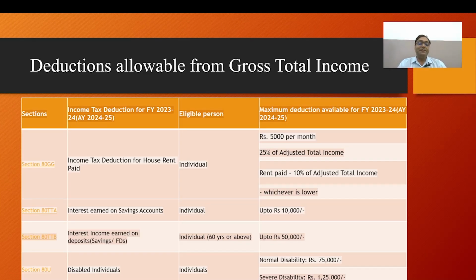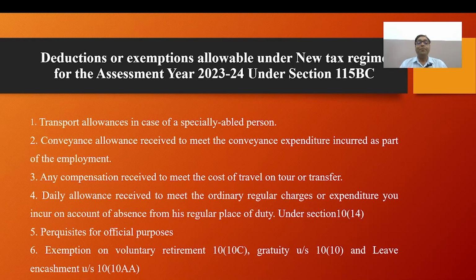Now section 80U, for a disabled individual. Normally, as we discussed in section 80DD, if the disability is normal, 75,000 will be allowed, and for severe disability it is 1,25,000 as the maximum deduction under these provisions. Now I will discuss more details.